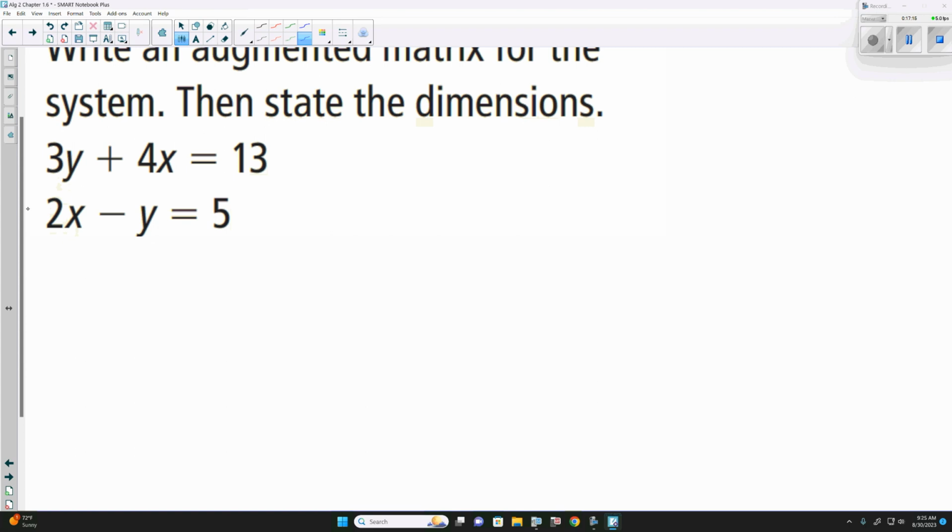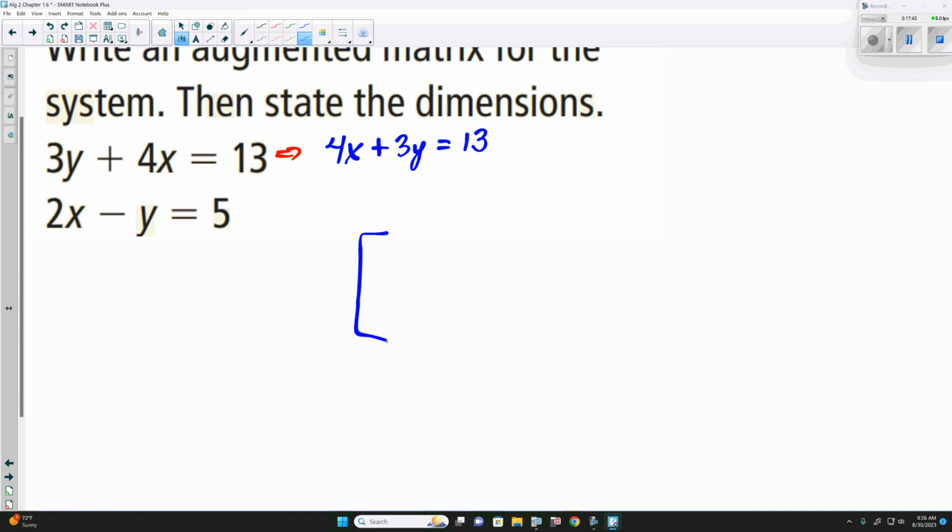Let's look at the next one. So we want to write the augmented matrix and state the dimensions. If we look at these two equations, the top one we need to rewrite because we need 4x plus 3y is equal to 13. We need x first, y second. Is the second equation in the correct setup? Okay. So let's write our augmented matrix.